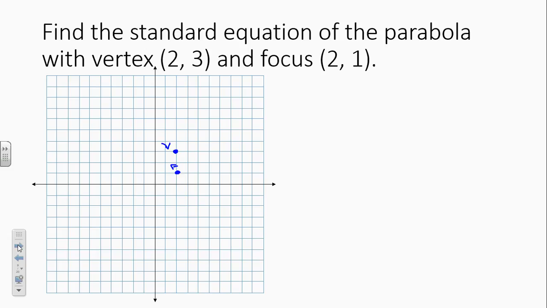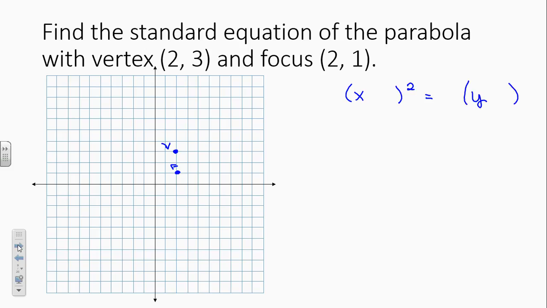So which way is it opening? Down. Okay. So when we know it's opening down, we know it's a vertical parabola, right? So which part is squared? The x. So we know we need an x squared. And remember that the 4p always goes with the non-squared term, right? So 4p times y with something.